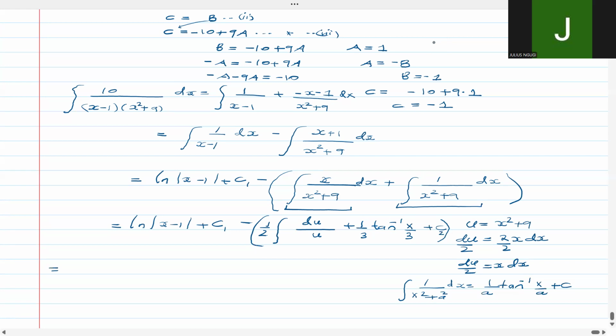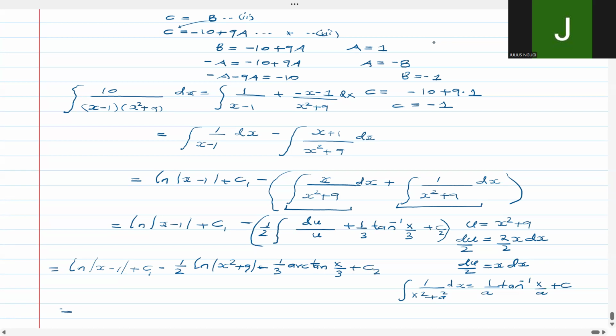So what's left now is to do the u substitution, and then we do the integration, plus c1 minus a half natural log of u. But our u was equal to x squared plus 9, minus, because of the minus sign, a third arctan of x over 3, or tan inverse, plus another c. Let me say minus, but still it's a constant. Let me call it plus c2.